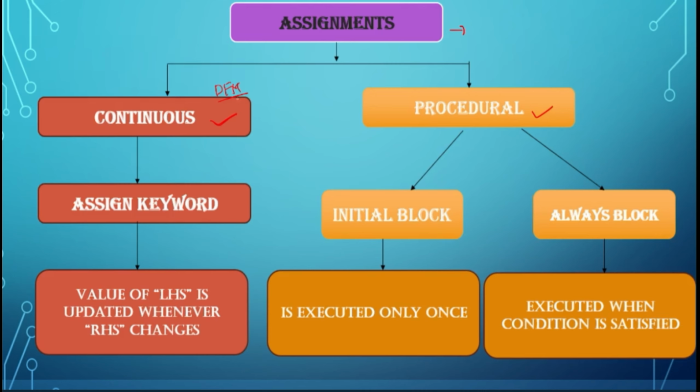So this is about continuous assignment, and in continuous assignment, what is the thing that you will be using? You will be using the assign keyword. Okay, the assign keyword is a must in continuous assignment. In this assign keyword, the value of LHS is updated whenever RHS changes. The syntax is: assign LHS = RHS. As soon as there are any changes in the RHS expression, that will be automatically updated in the LHS.